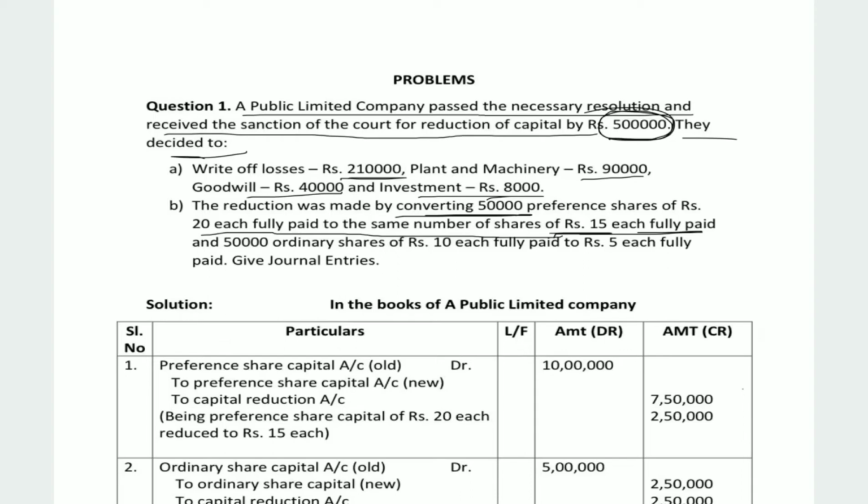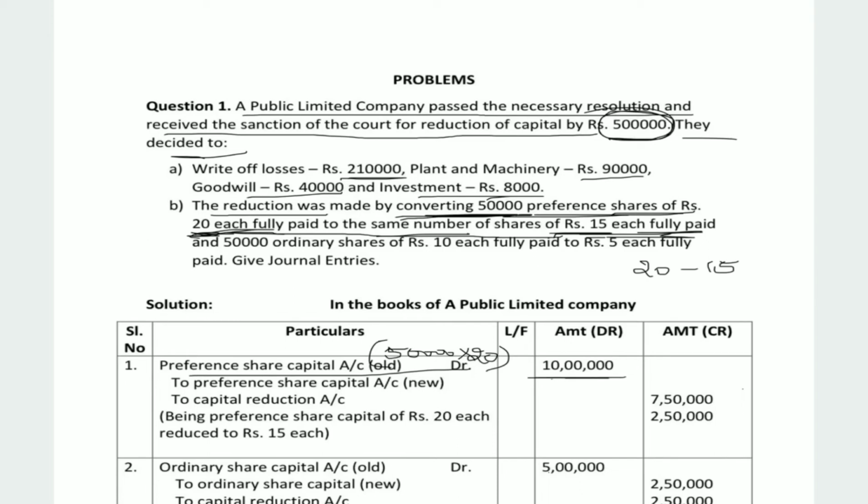Let me repeat the point. There is a reduction whereby converting 50,000 preference shares of rupees 20 each fully paid to the same number of shares of rupees 15 each fully paid. So they are converting the face value of shares from 20 to 15. Now let us pass the entry. Preference share capital account debit. That means 50,000 into 20. The old value of the share is 20 rupees. So 50,000 into 20 comes to 10 lakh rupees.